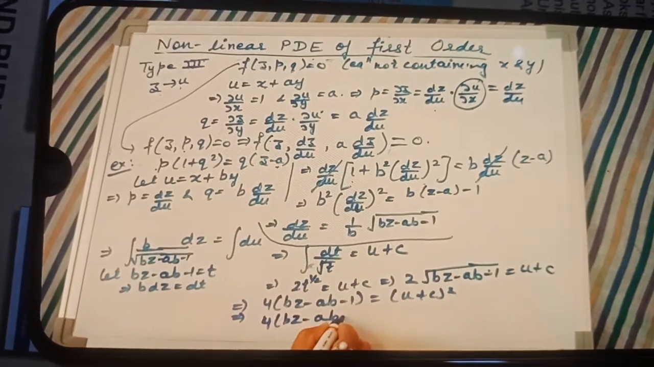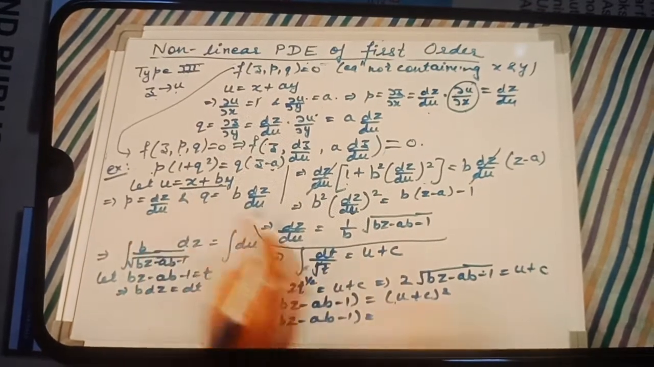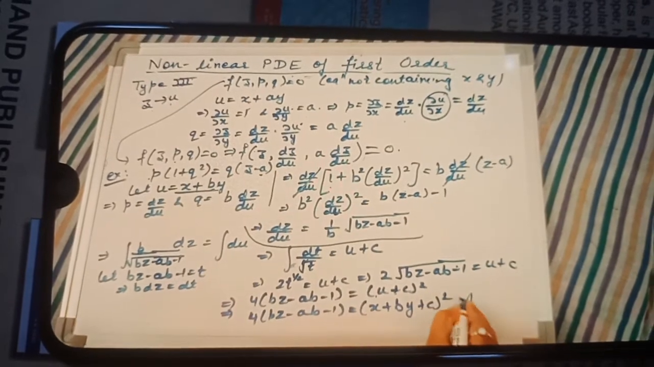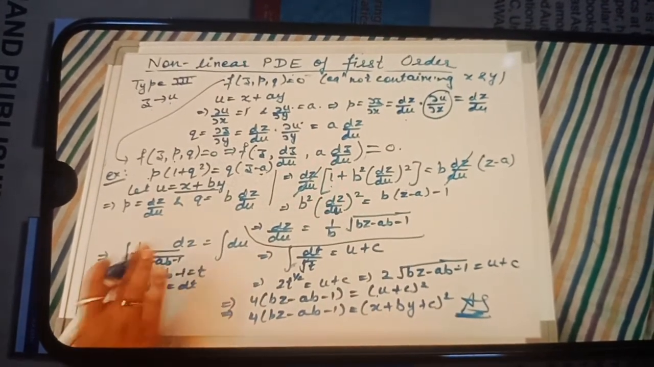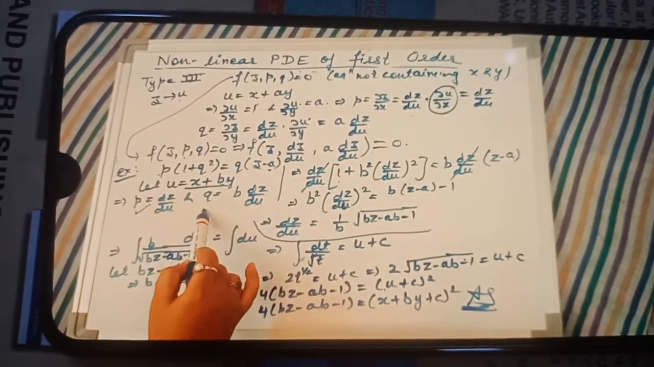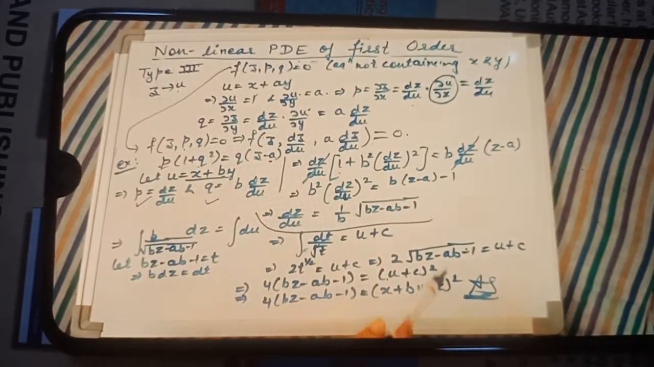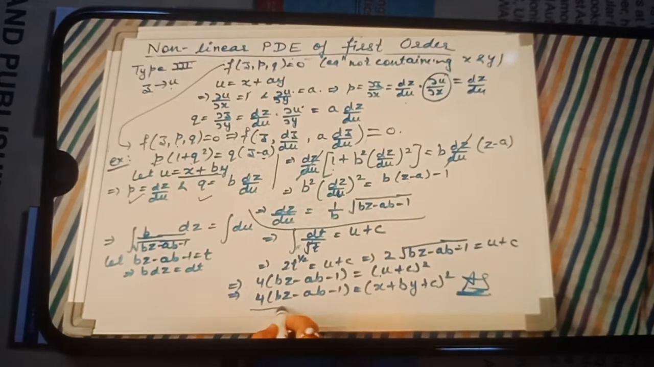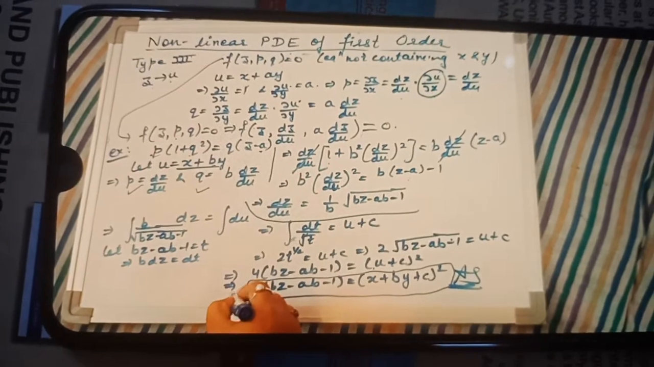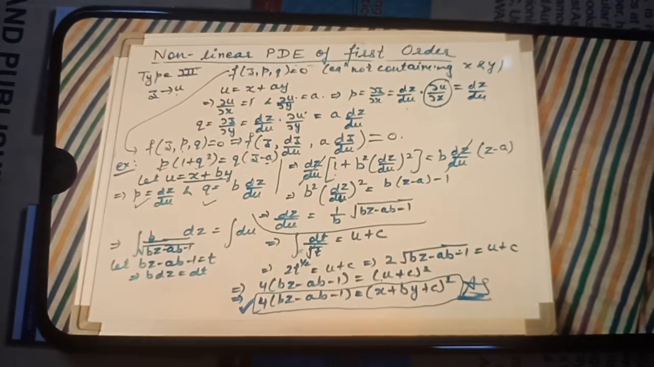And also you can get 4(bz minus ab minus 1) equal to, put the value of u, x plus by. You get (x plus by plus c) to the whole square. This is the answer. So are you understanding that we take u is equal to x plus by, we find the value of p, find the value of q, we put the value of p and q here, and just integrating, find the value of the solution between x, y and z in this form. Ultimately we have to find out the solution in form of x, y and z. Okay.